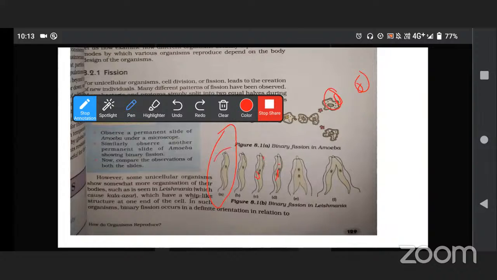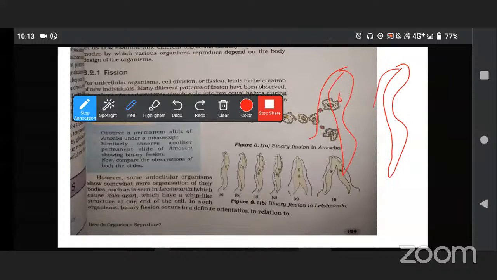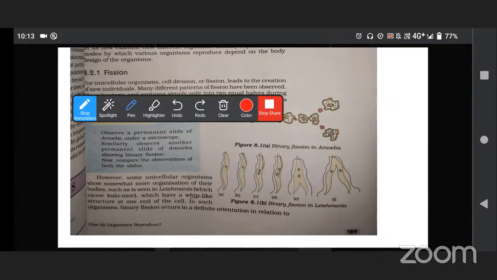Earlier, you see, one whip-like structure is there. Then whenever it starts to divide, ultimately two whip-like structures are formed. We can say that this is known as flagella. These are the locomotory organs, meaning for movement purposes these are used. In other organisms like Paramecium and Amoeba, they also have locomotory organs which help them to move from one place to another. So Leishmania also has whip-like structures which are known as flagella.